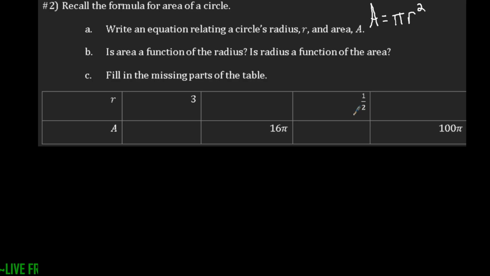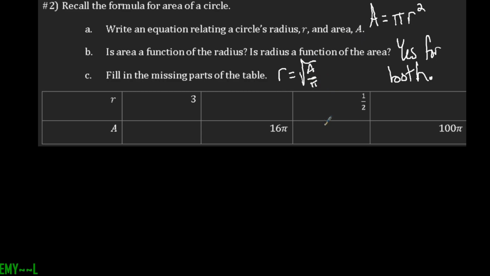Then it says, is area a function of radius, or is radius a function of area? And we can actually say yes for both, because if we rewrote it where A is equal to pi times radius squared, that's one for both. Or we could have it like this: radius is going to be equal to the square root of area divided by pi. So that's another way to write it if we wanted to write it like that.